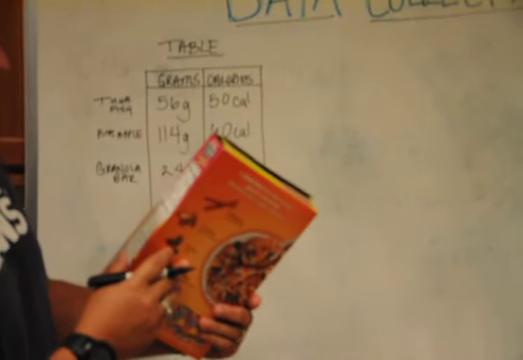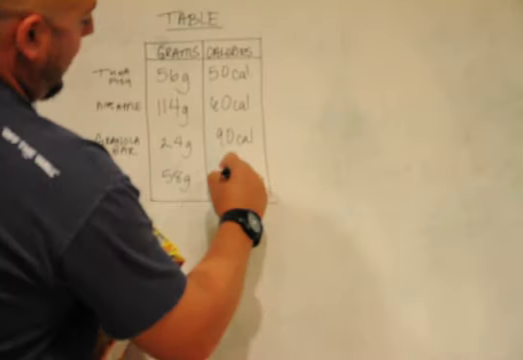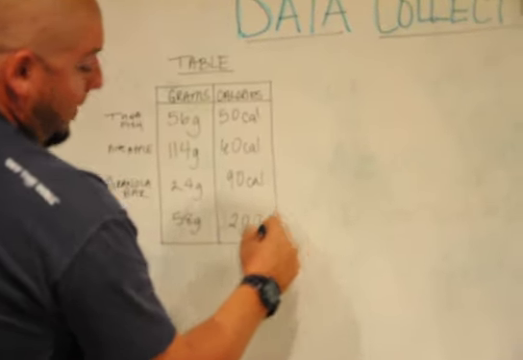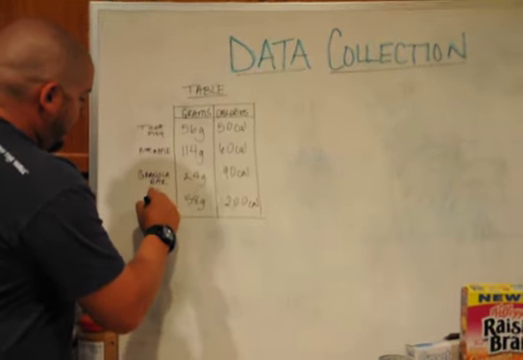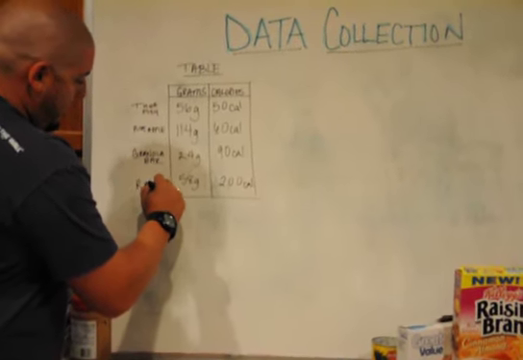And then within those 58 grams, we're looking at about 200 calories. That doesn't even include the milk. So that is not really as healthy as people like to think it is. So this is our Raisin Bran.